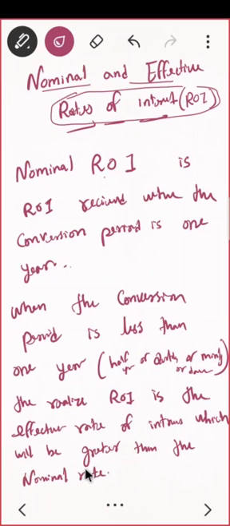Okay, so when the conversion period is less than 1 year, then your realized rate of interest is the effective rate of interest. You just need to remember this thing. When your conversion period is 1 year, then it is your nominal rate of interest, and otherwise it is this one. Okay, now how to calculate this?